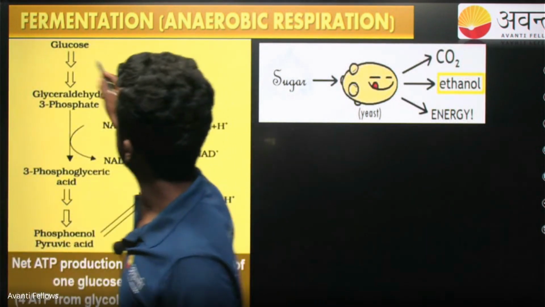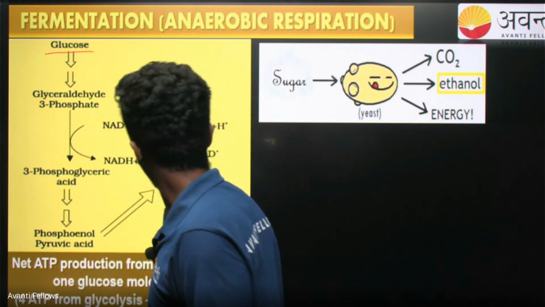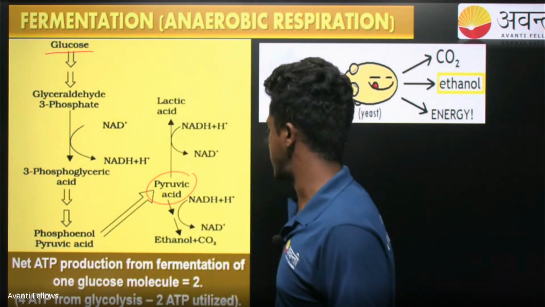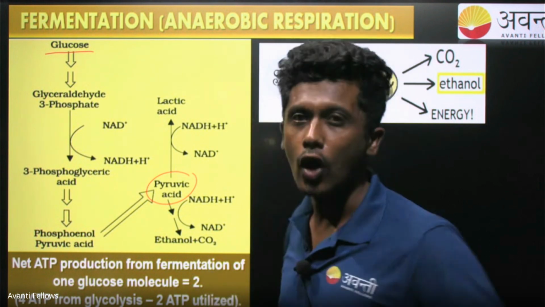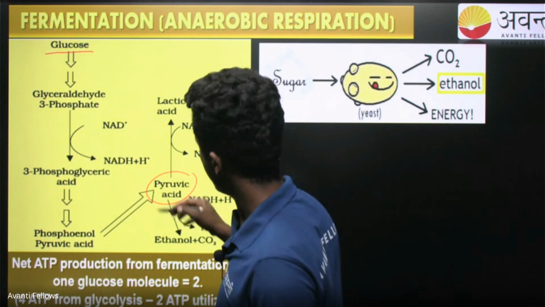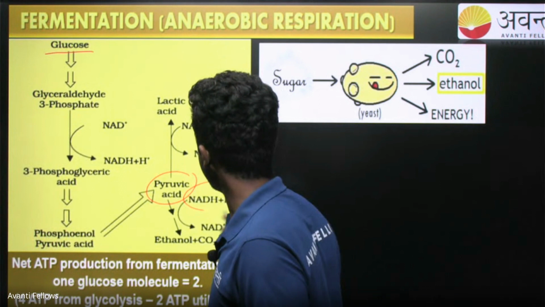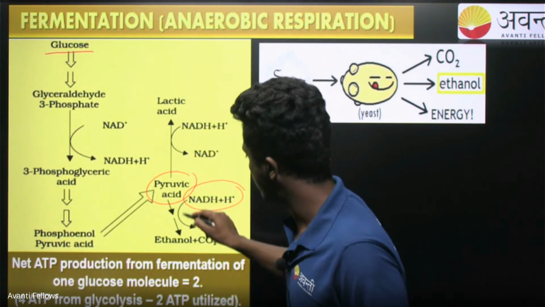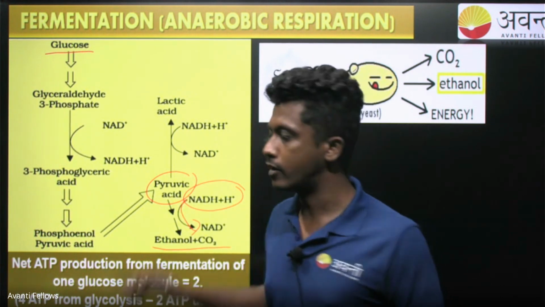We have glucose, right? Glucose was converted eventually into pyruvic acid by the following steps. Once we have pyruvic acid, we have very important enzymes like alcohol dehydrogenase, one of the enzymes that is used. So this pyruvic acid, in the presence of NADH plus H plus, which is oxidized to NAD plus, is converted into ethanol plus carbon dioxide.